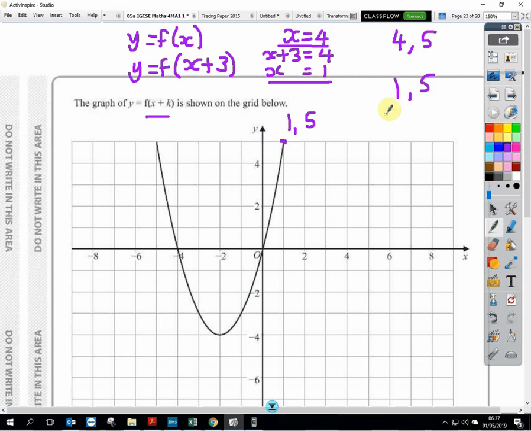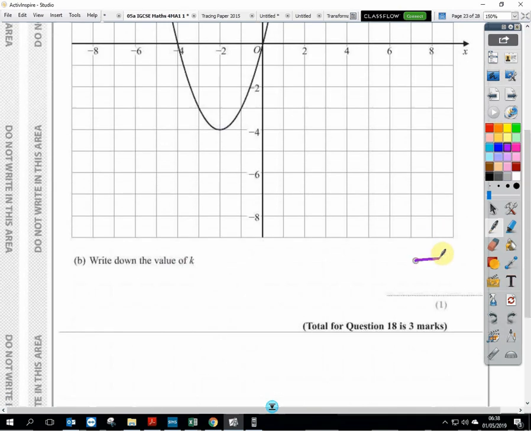Now, what's actually happened there? Well, it translates 3 to the left. So when you see x plus 3 in the brackets, it actually translates the graph 3 to the left, which is what has happened here. So what it means is k must be 3.